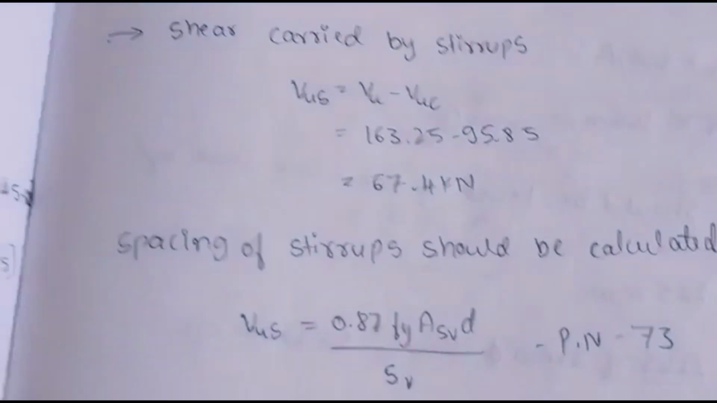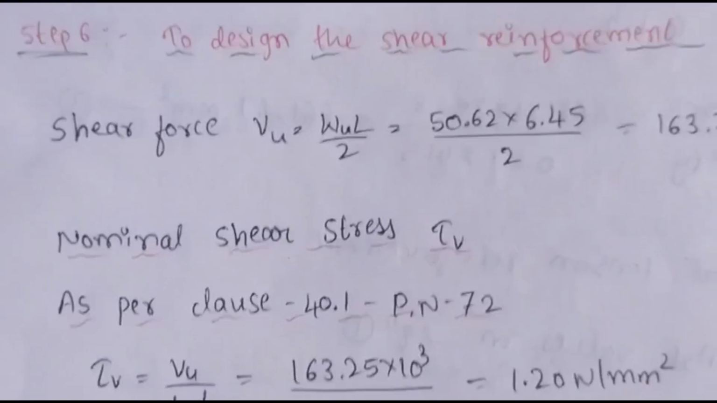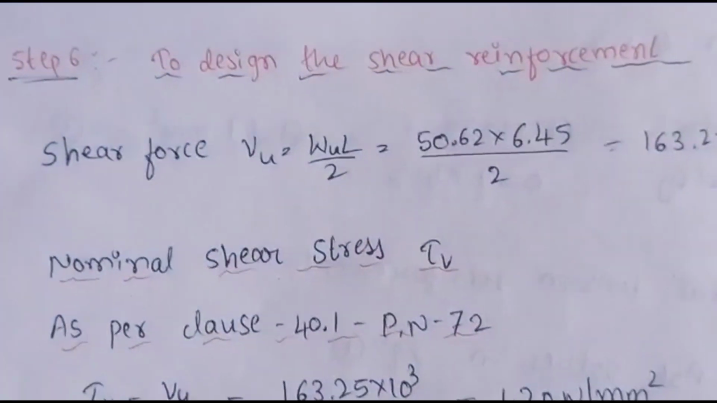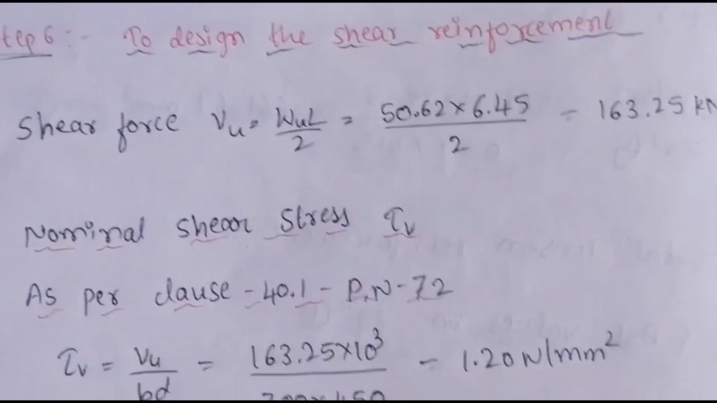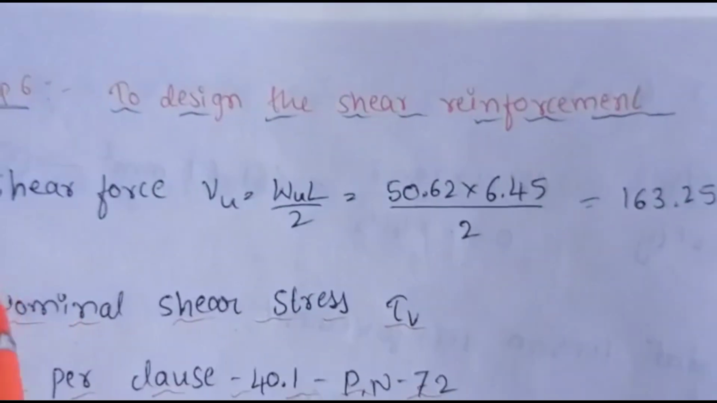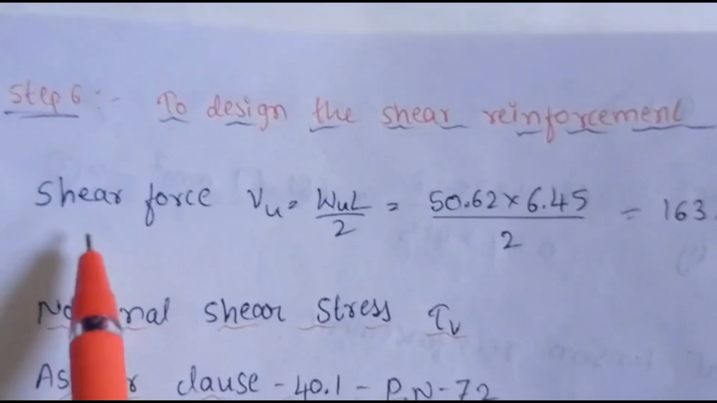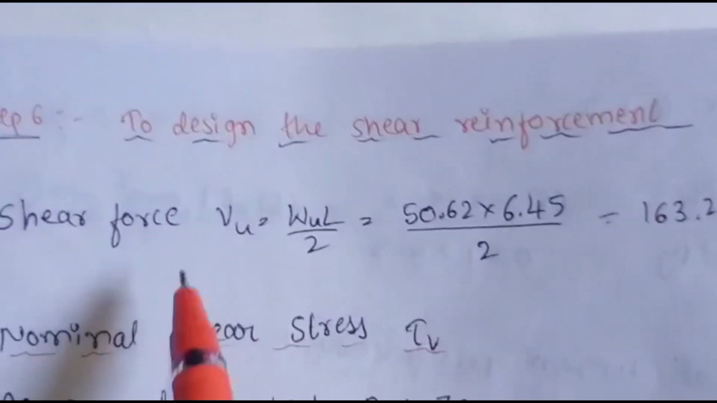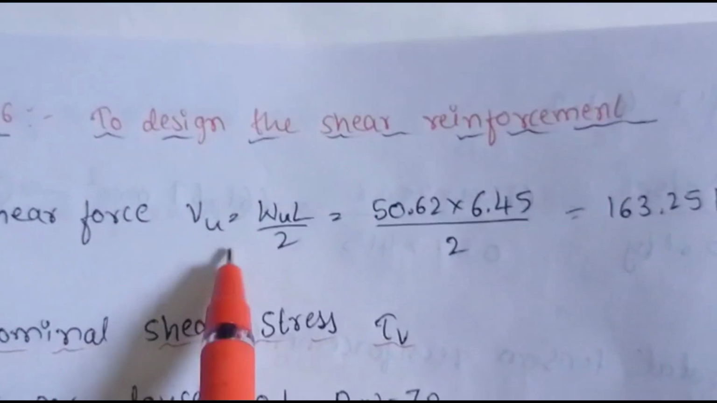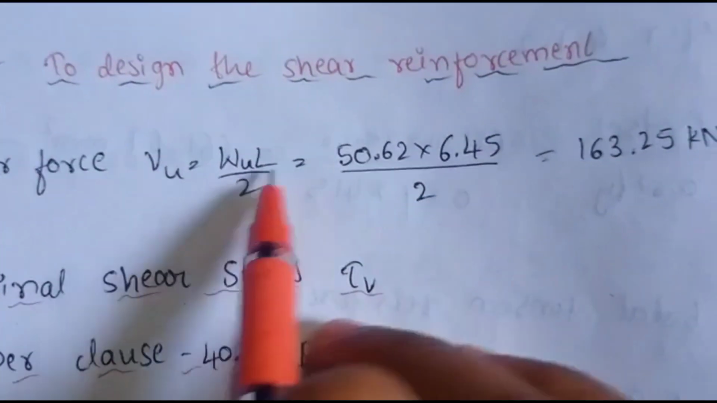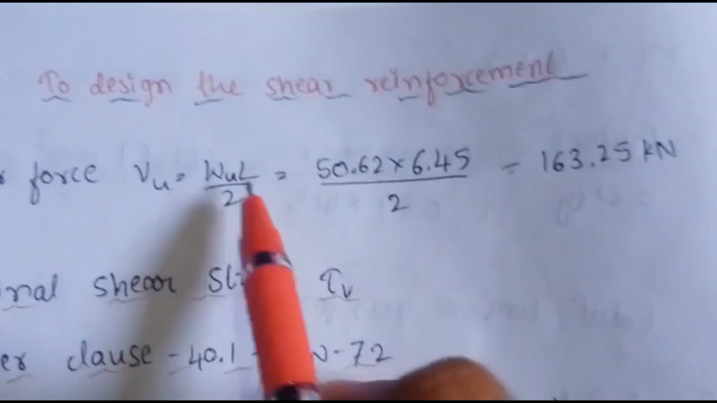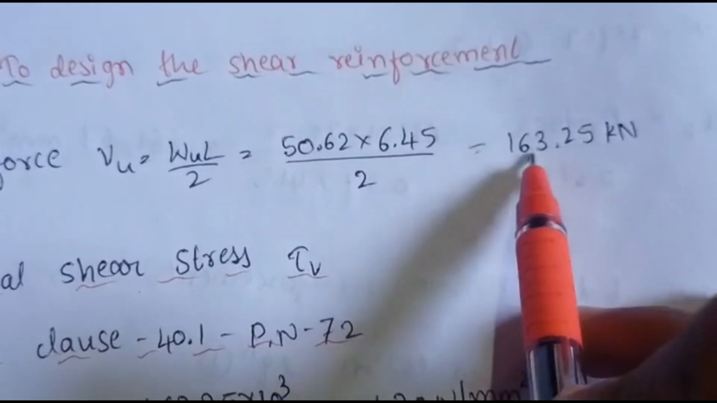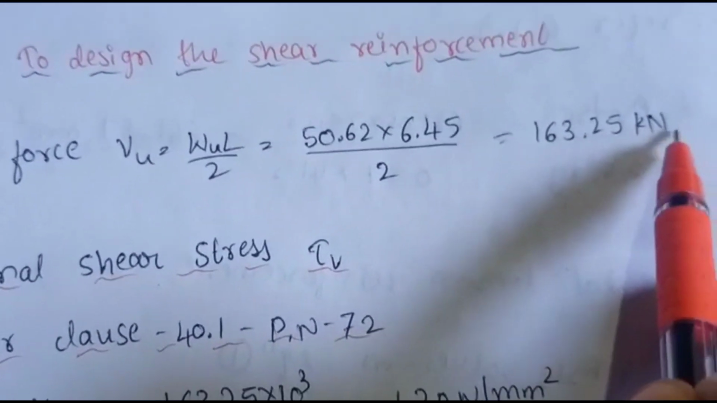So next step is to calculate the design of shear reinforcement. Step 6 is design of shear reinforcement. For that, first we need to calculate the shear force. For a simply supported beam, we have the formula VU is equal to WL divided by 2. Substitute all the values, simplify this, we'll get 163.25 kilonewton as shear force.